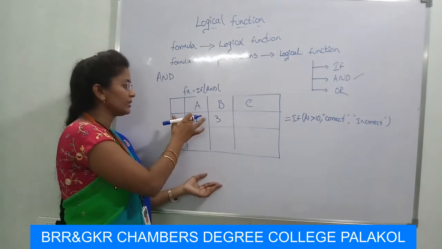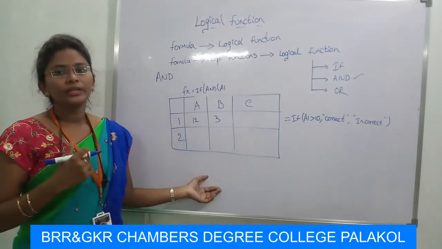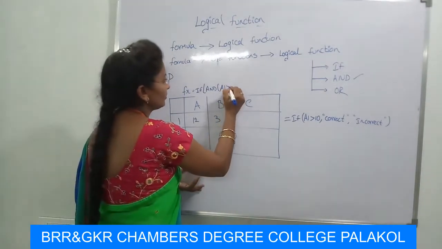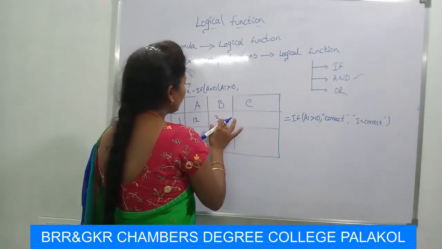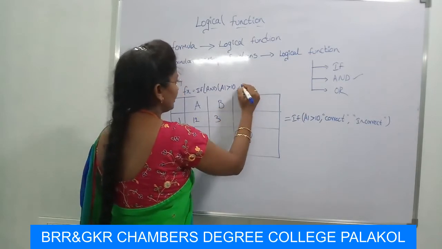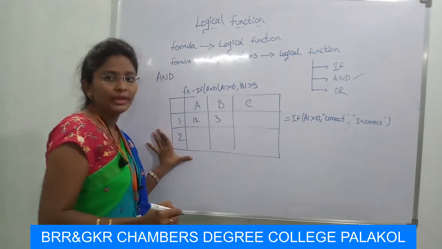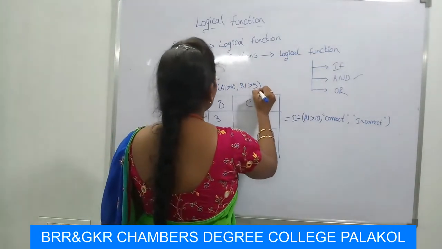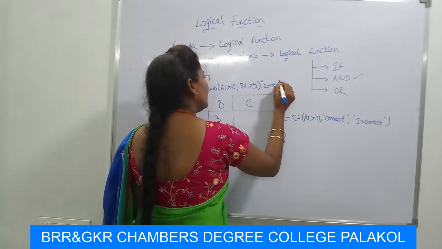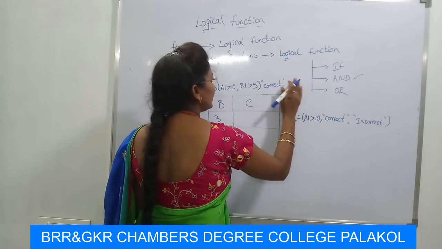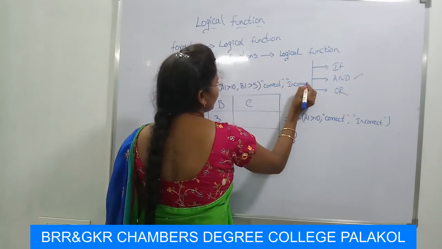and if A1 is greater than 10, comma, here I am taking the B1 cell also, that means the B1 cell value is 3, greater than 5, and then close the bracket for this AND condition, and if it is true, place "correct" as a result, or "incorrect" for a wrong answer. Close the bracket.